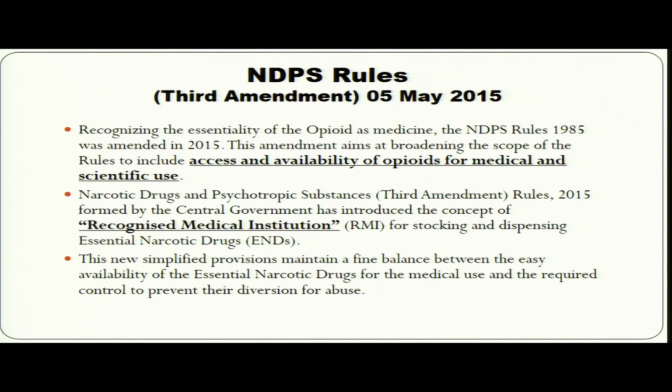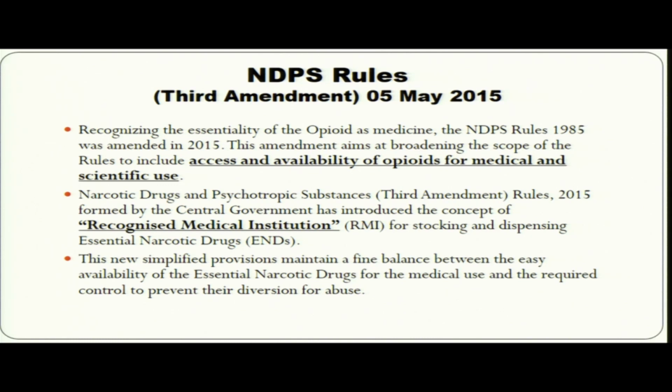amended in May 2015, recognizing the essentiality of opioids as medicine. The NDPS Rules 1985 were amended in 2015. This amendment aims at broadening the scope of the rules to include access and availability of opioids for medical and scientific use. The Narcotic Drugs and Psychotropic Substances Third Amendment Rules 2015, formed by the central government, have introduced the concept of Recognized Medical Institutions, or RMI, for stocking and dispensing essential narcotic drugs.